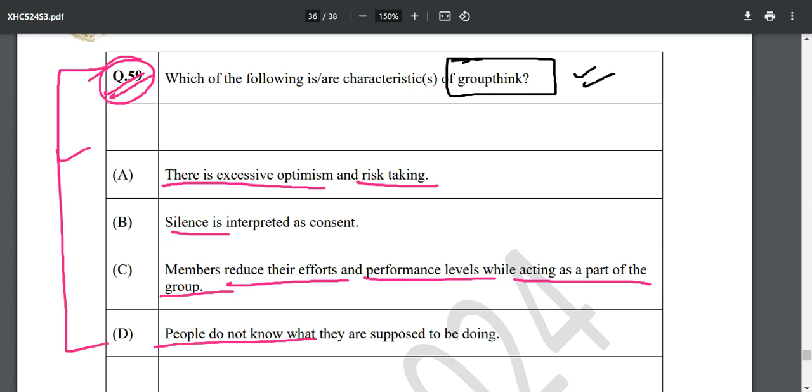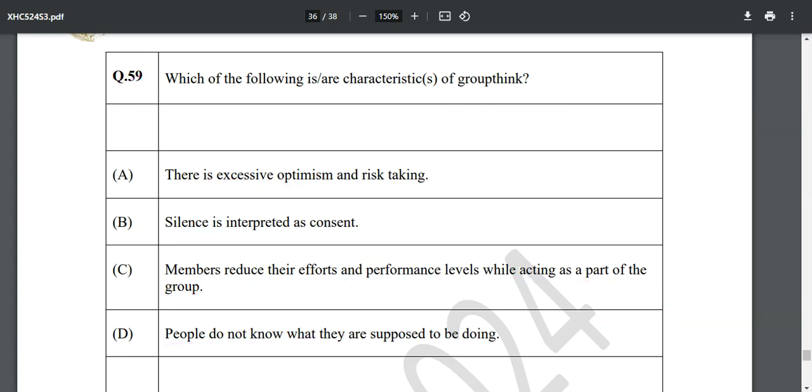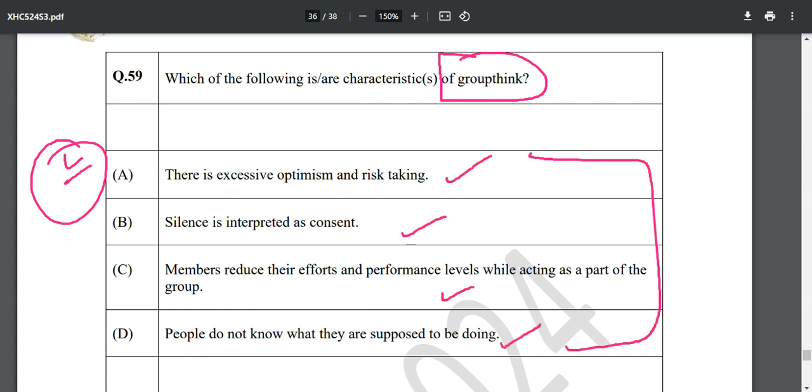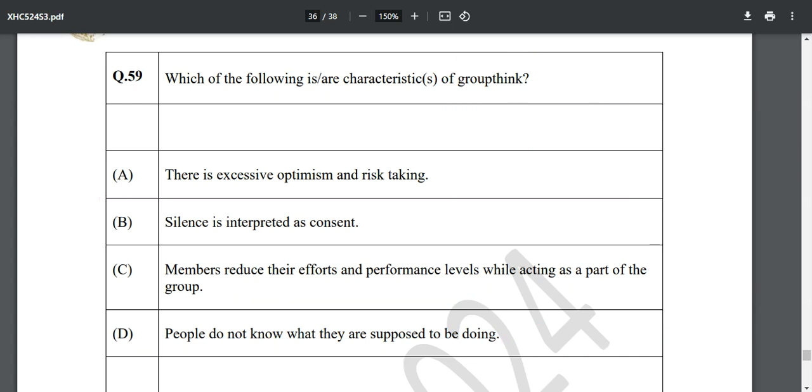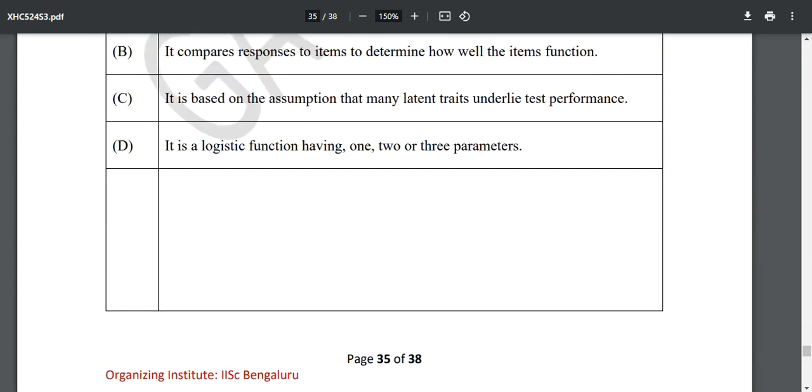So if you know this answer, comment down below, please. Question number 59, you will be answering this. What are the characteristics of groupthink over here? A, B, C, D. What is the correct answer over here? You will be commenting down below. We don't know the answer for this because this is highly repeated multiple times.